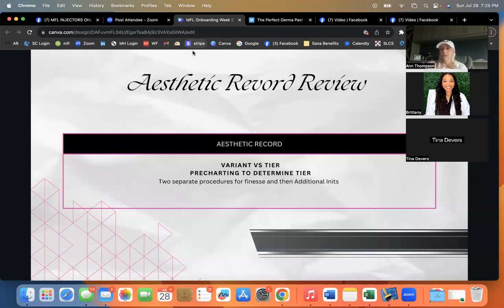So please make sure that you are choosing the correct tier or variant. That way you don't run into that. But if you accidentally do choose the wrong one and you do hit that checkout button, delete the chart and start over. So that's kind of the big thing.